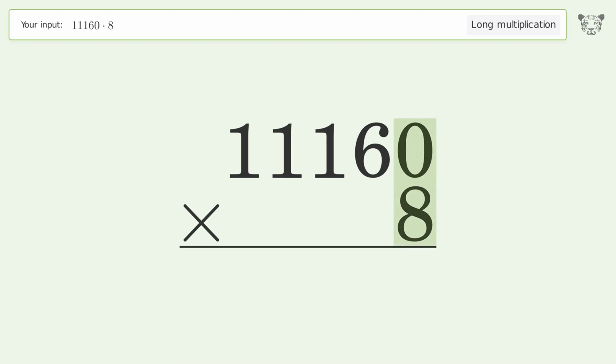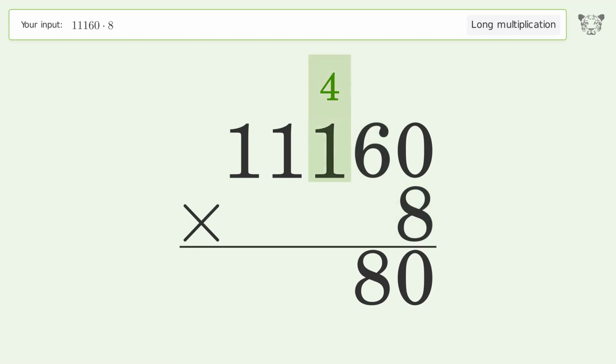0 times 8 equals 0. 6 times 8 equals 48. Because the result is greater than 9, carry the 4 to the hundreds place. 4 plus 1 times 8 equals 12. Because the result is greater than 9, carry the 1 to the thousands place.